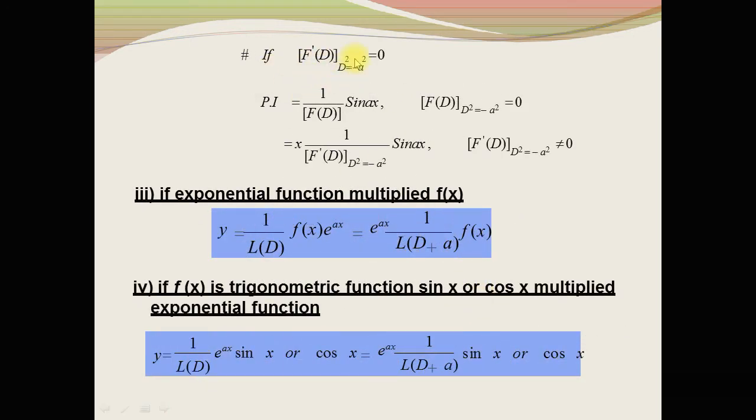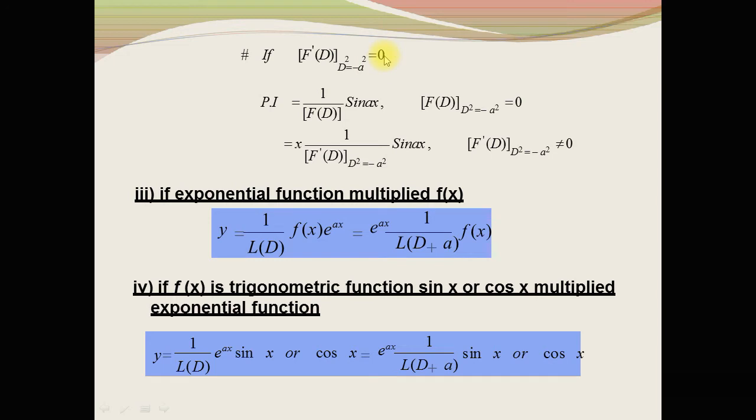But if this result obtains 0, that is, if the dash of d, meaning d square, is equal to minus a square, replace d square by minus a square. So in the differential operator, the power of d will be even, d square. So replace d square by minus a square. Suppose this is d power 4, we can write it as d square to the power 2, so replace d square by minus a square.